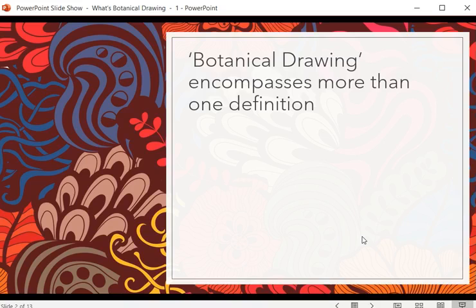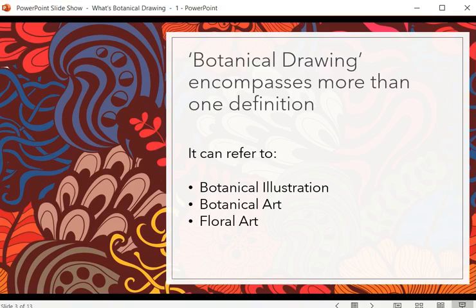Now, botanical drawing actually encompasses more than one definition. It's actually three. There's botanical illustration, botanical art, and floral art. Now, floral art is exactly what you think it is. It's art about flowers. We'll mainly be talking about the first two, botanical illustration and botanical art. There is a spectrum between them. They're not super separate. You'll see what I mean.